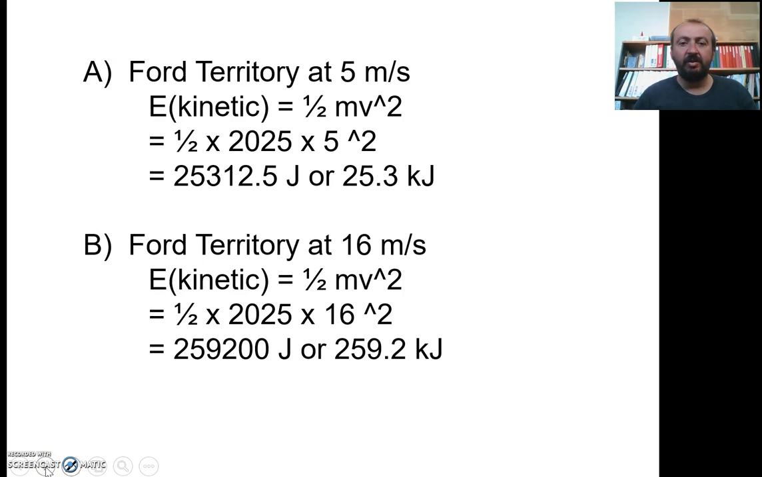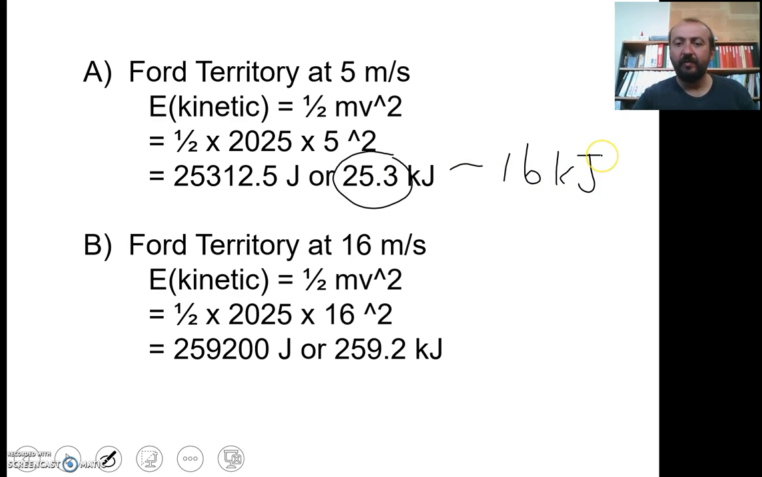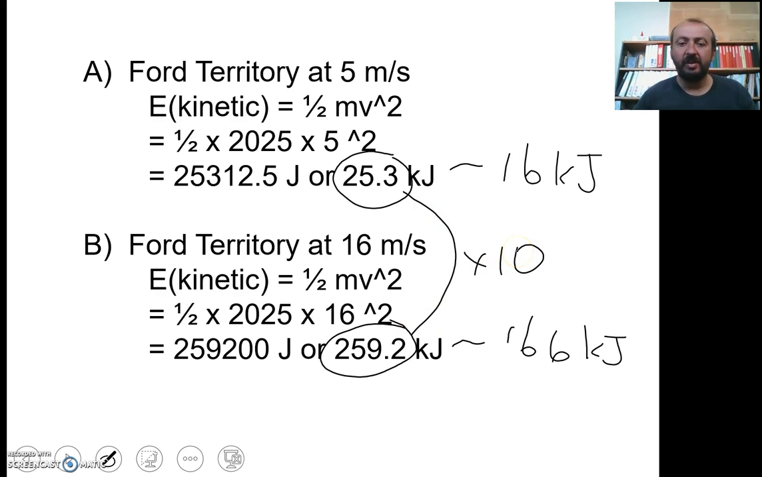So for the Ford Territory, put it into the formula and we get 25.3 kilojoules. Compare that to the Focus, which was about 16 kilojoules. And then for the Ford Territory at 16 meters per second, we got 259.2 kilojoules. And remember, that was about 166 kilojoules for the Ford Focus. So once again, you can see there's this factor of about 10 times. Once again, we can see the difference in the mass.